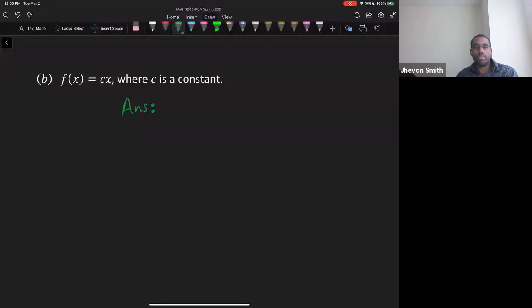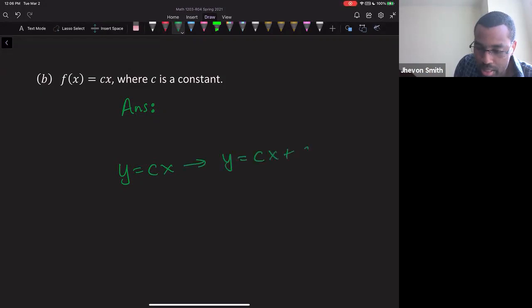So if I have y equals cx, that is the same as saying y equals cx plus 0. That is like mx plus b. M is the c, right? And we know that the derivative is just the slope, right?